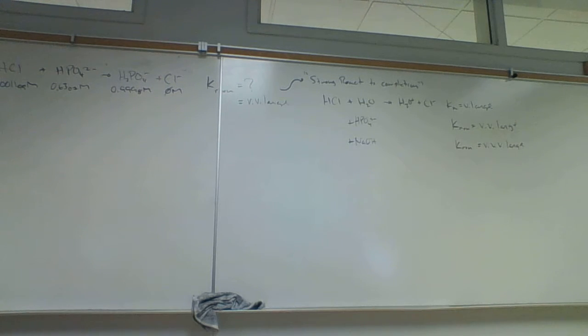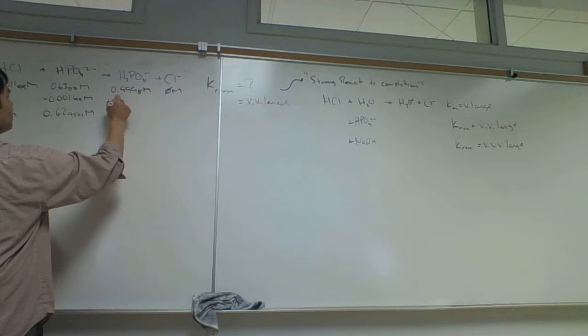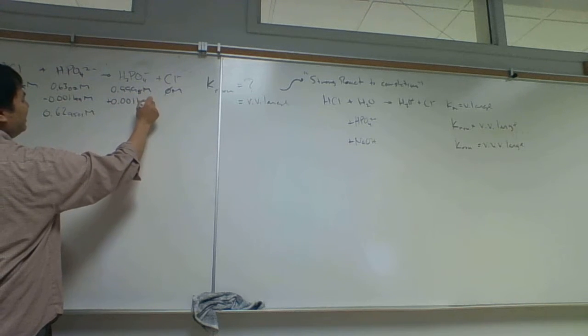The limiting reagent is going to be the acid. And so the limiting reagent gets completely consumed, which means this is going to be minus 0.001199 molar, which is going to give me 0.62. What is it? Actually, I'm going to just calculate it in my head. And so this 0.6307 minus 0.001199 gives me 0.629501 molar. And then this is going to be plus 0.001199 molar.